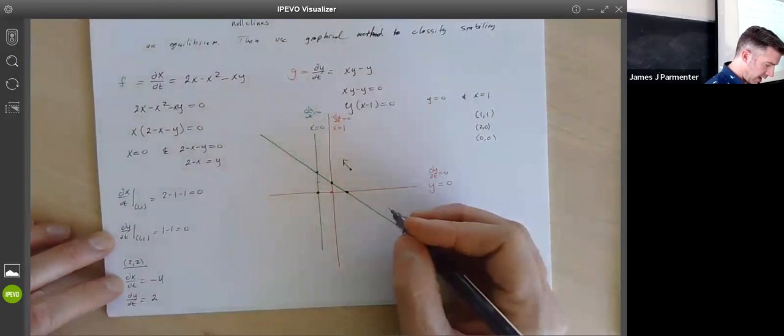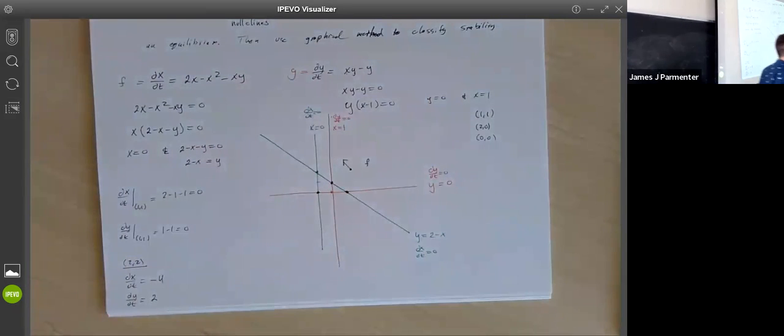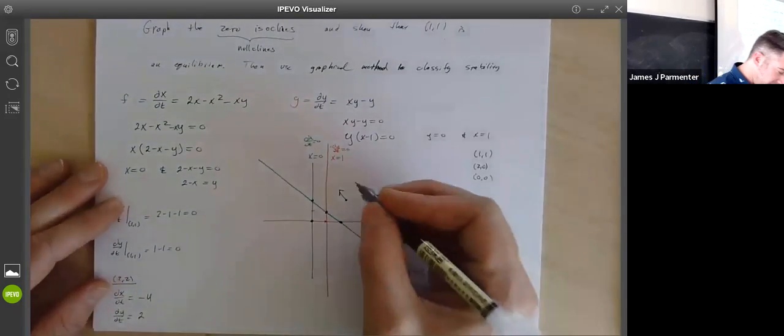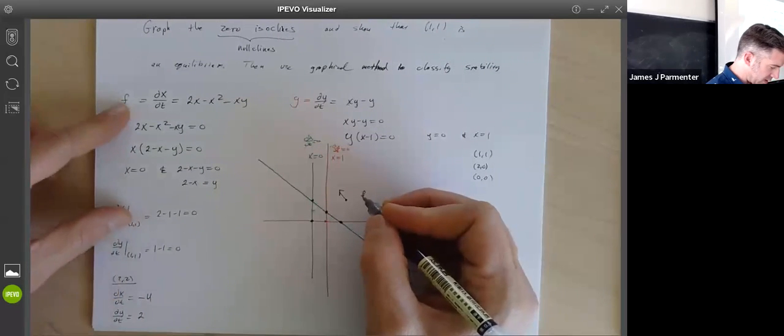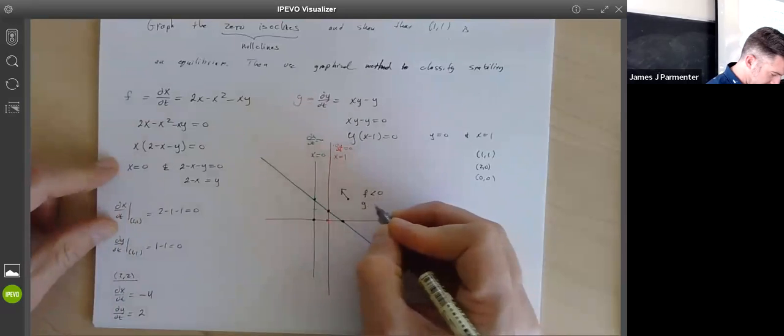I can also say, I know that f... right. It's Friday. You can't have a bad day. You can't have a bad day on Friday. So here we know that f, which is dx/dt, is negative. g, which is dy/dt, is positive.